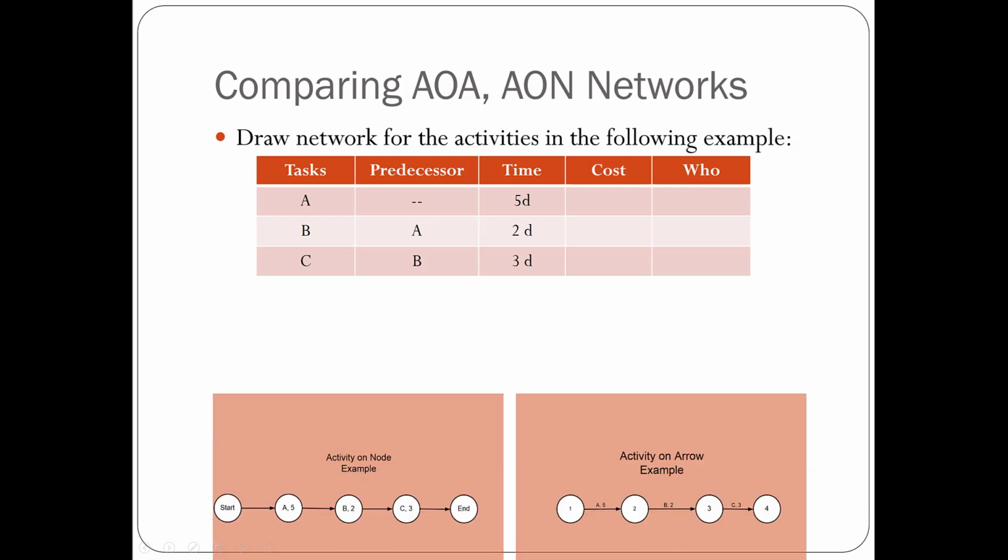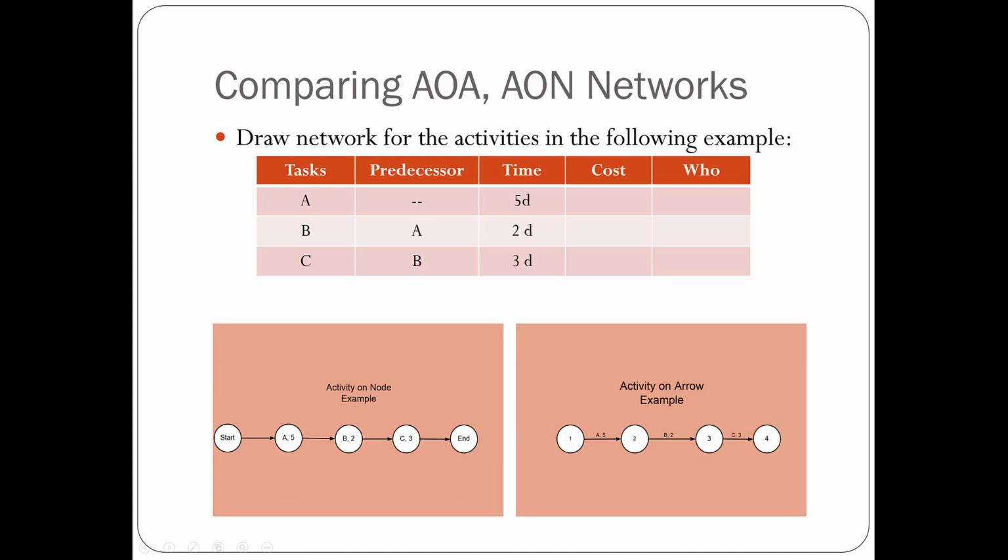So if we draw the activity on node example, we would have the activity, which is, say, the starting of the project as the first activity, and then it goes to the next one, A, which lasts 5 days. And then you can complete B, which lasts 2 days. Then you can move on to C, which lasts 3 days. Then you will have an activity that means the project ends.